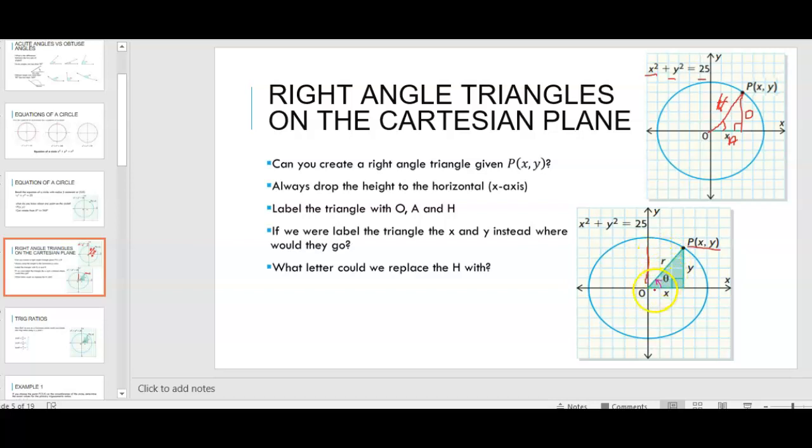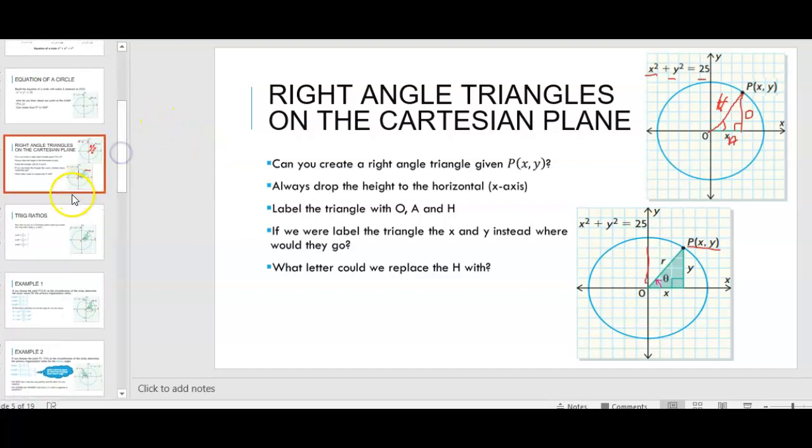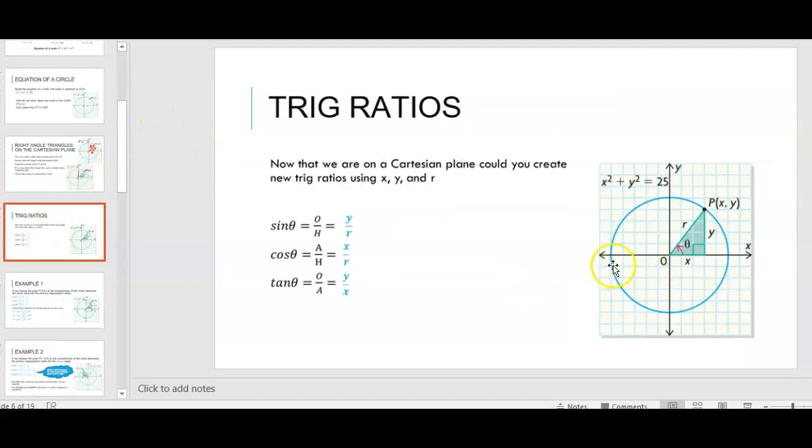Does that make sense? So instead of opposite, we have the y value of the point, because that is the height of this point here. And instead of the adjacent, we have the x value of point P, and instead of the hypotenuse, we have the radius of the circle. Okay, so from here now, can we write the primary trigonometric ratios in terms of x, y, and r?